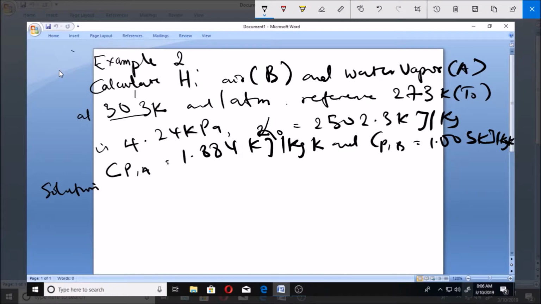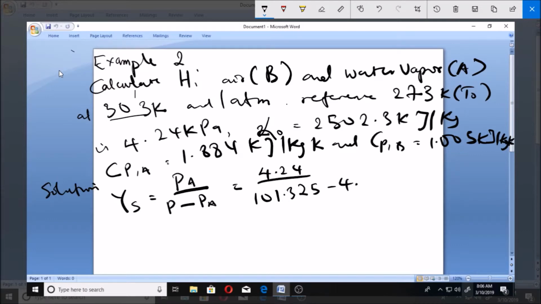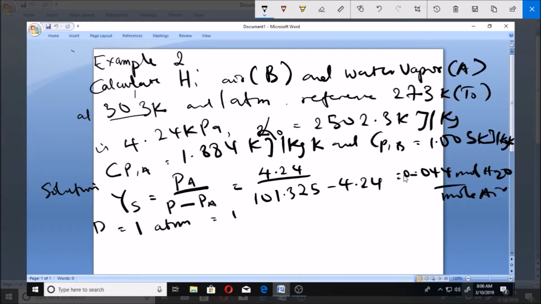Because the air-vapor system is saturated, we can use YS, which is for saturation: molar absolute humidity for saturation, which is PA over P minus PA, equal to 4.24 over 101.325 minus 4.24, which gives us 0.044 mole H2O over mole air. Now, why do we use P to be 101? Because P is equal to 1 atmosphere as it is given. 1 atmosphere is the same as 101.325 kilopascal.